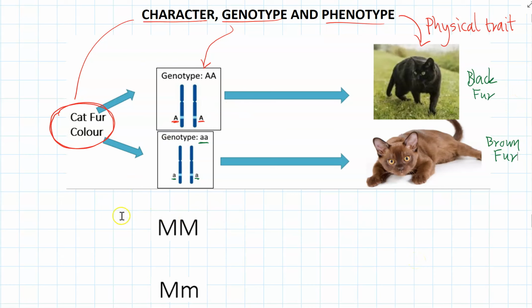Alright, we also give names to the different genotypes. So if you have 2 copies of the same allele, maybe you've got big M big M, we call that homozygous. Obviously, homo just means the same. So 2 copies of the same. You could also have 2 small m's, that's also homozygous. If you have 2 different alleles of a gene, we call that heterozygous. Hetero just means other.